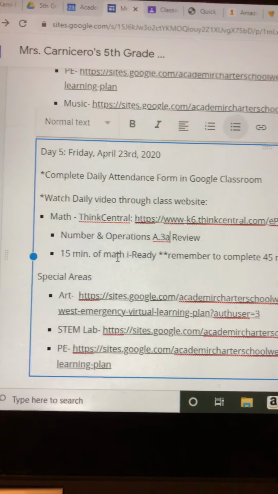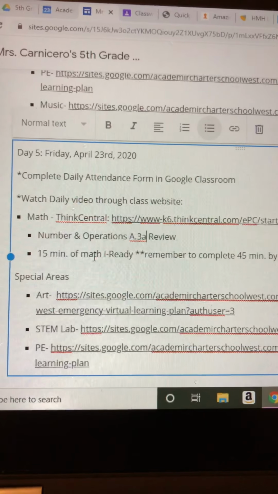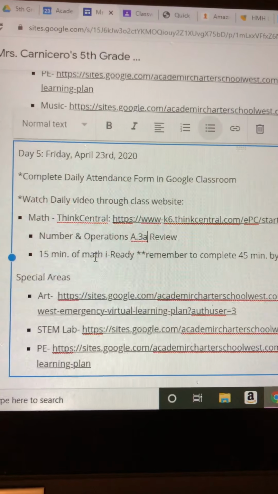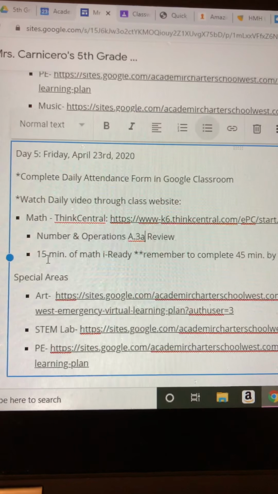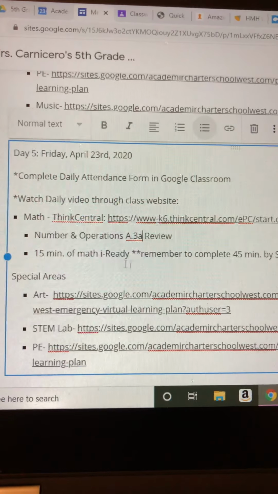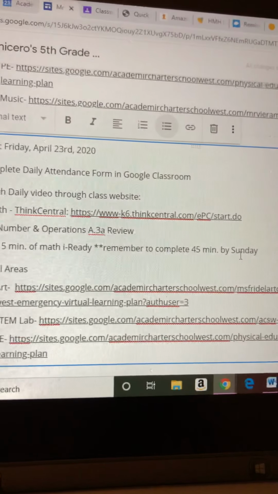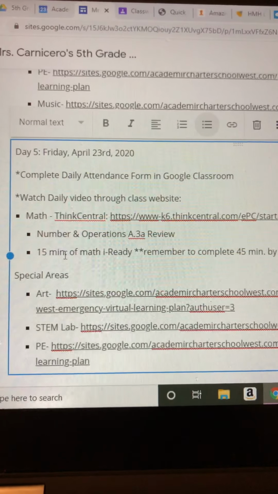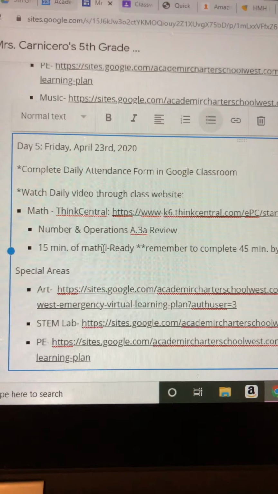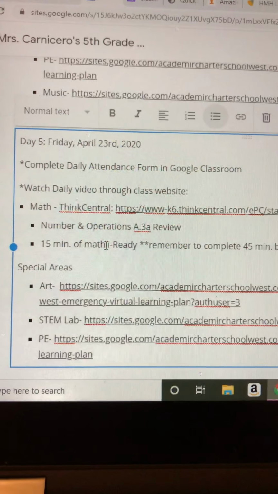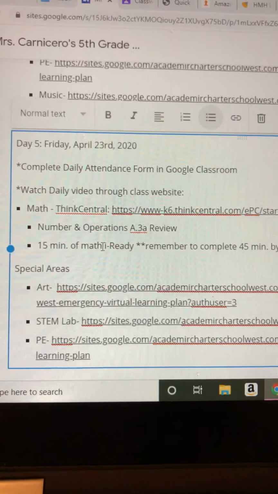And that's pretty much it. Remember, today's Friday, so our day is pretty simple. We just have math and the rest are specials. Make sure you get your 45 minutes of iReady done by Sunday. I gave another 15 minutes of iReady today. If you want to pace yourself that way, great. If not, you can do your minutes however you please.